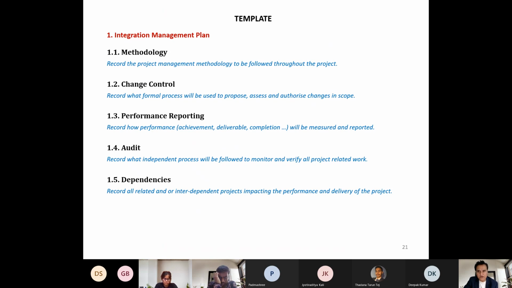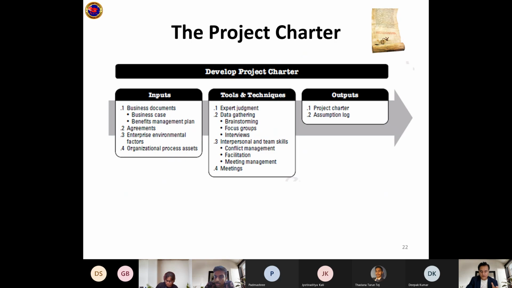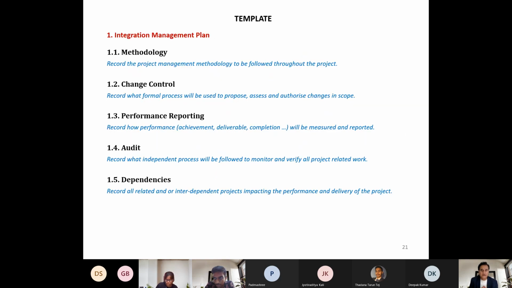You write the methodology to integrate. How will you manage the change, or the change control? How will you record the overall performance of your coordination? How will you do the auditing to check that overall the project is delivered as per specification? Then you will write about the dependencies, that you can deliver all these provided, because you're dependent on others. So all the dependencies we write.